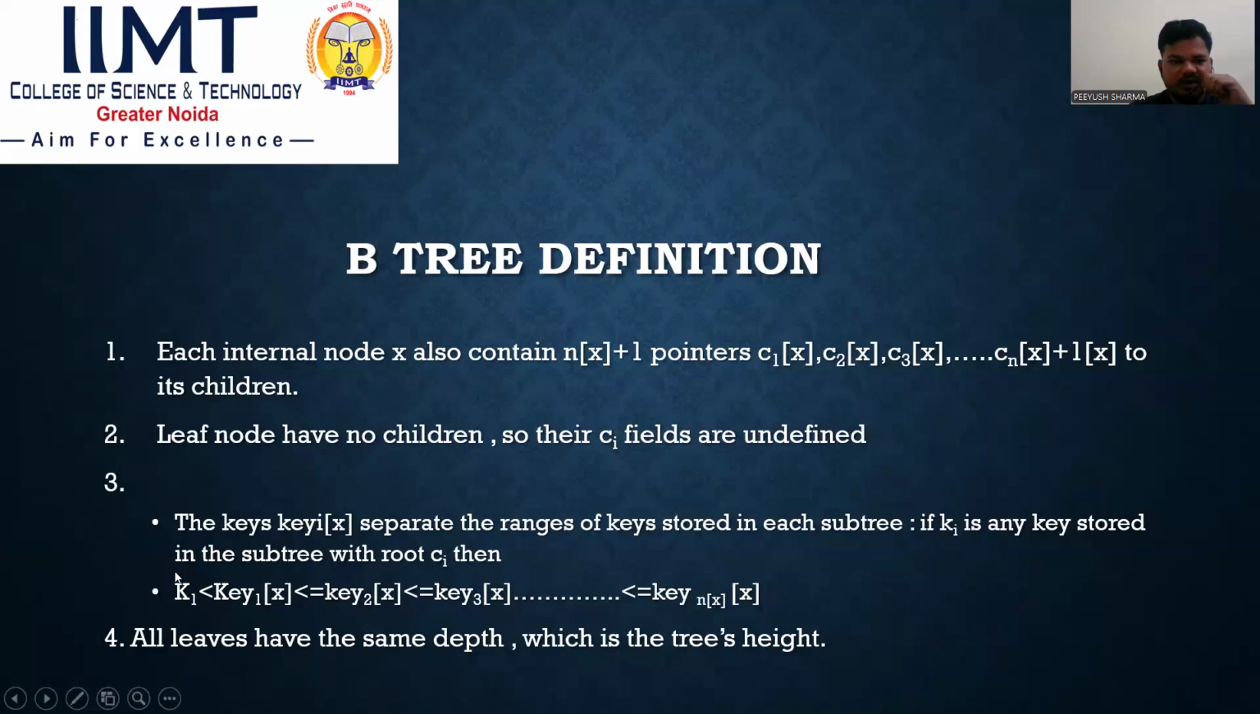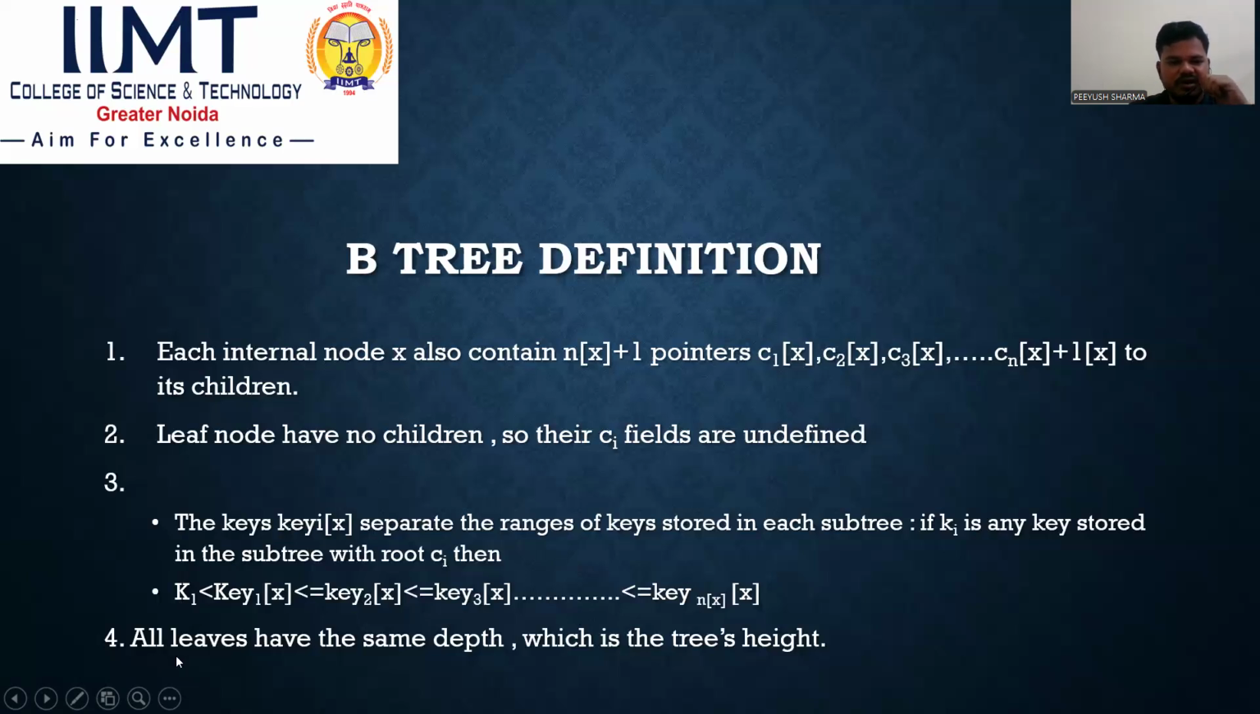Undefined. The third property says the keys ki separate the range of keys stored in each subtree. If ki is any key stored in the subtree with node ci, then k1 should be less than key1x, and key2 should be less than key2x, and so on. That means it follows the B-tree property, where in each node we store keys in non-decreasing order. So this property says that.